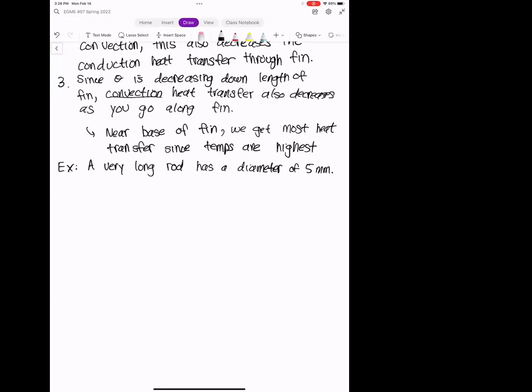And let's assume the base temperature of this fin is 100 degrees C. And let's assume that this fin is being cooled by just ambient air, so room temperature air, and the air has a temperature of 25 degrees C. And let's assume that the air has a convection coefficient of 100 watts per meter squared K.